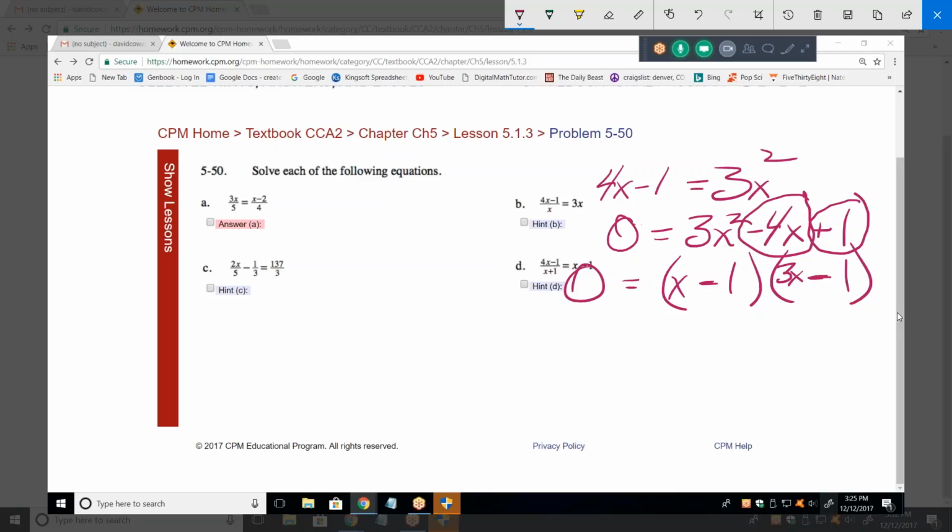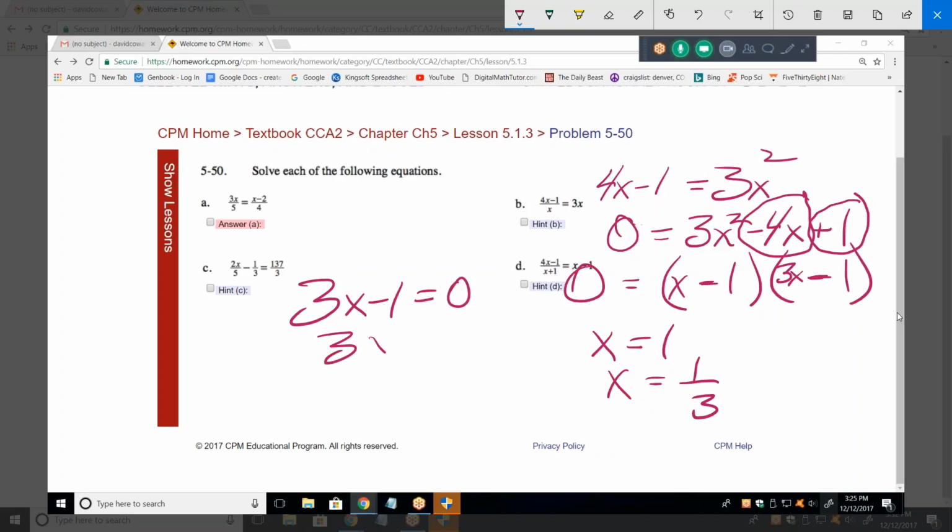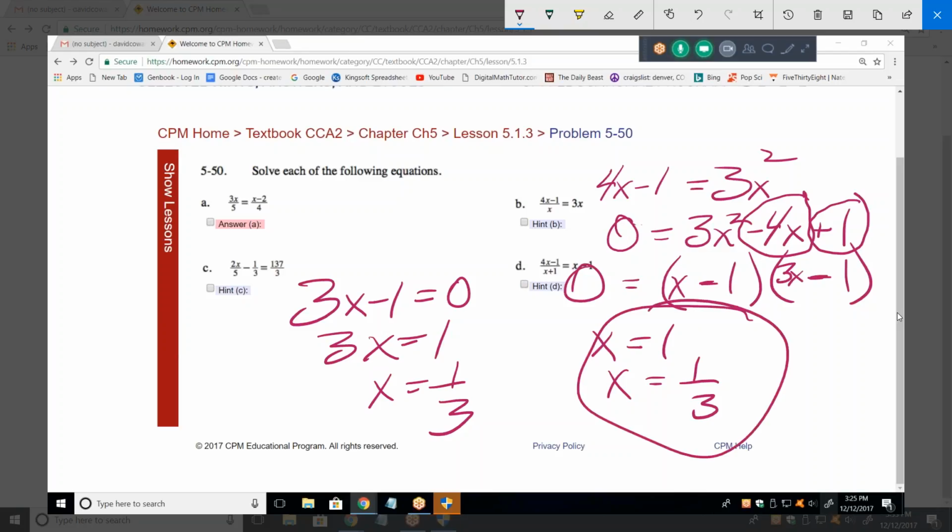So x equals 1 and positive 1 over 3. The reason is I'm setting 3x minus 1 equal to 0, which means 3x equals 1, which means x equals 1/3. Okay? So in this problem, there were 2 solutions, which you kind of expect, because the moment you multiply both sides by x, you see you have a quadratic. And quadratics almost always have 2 solutions.